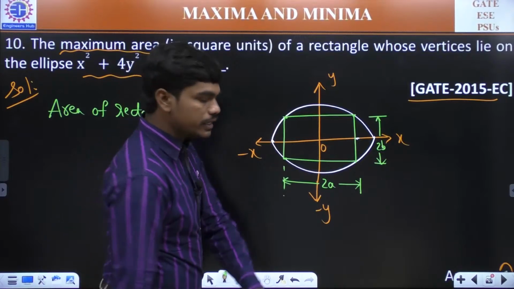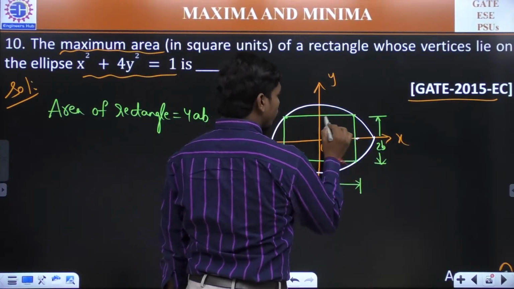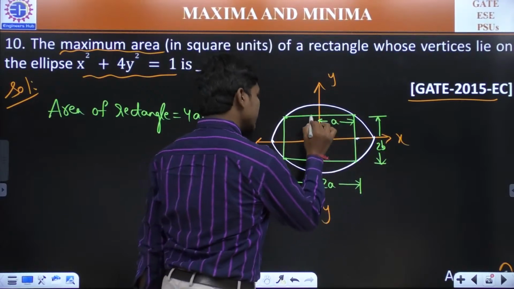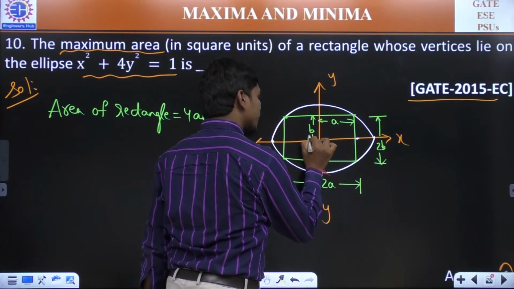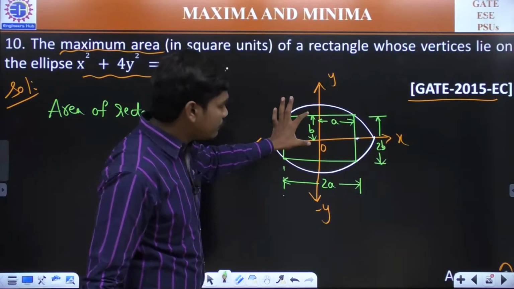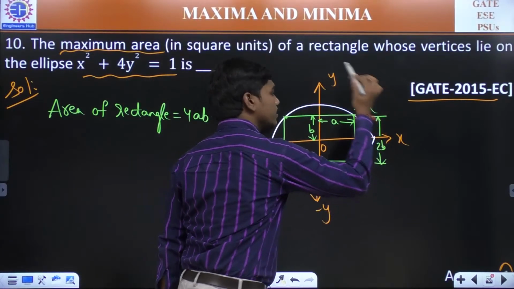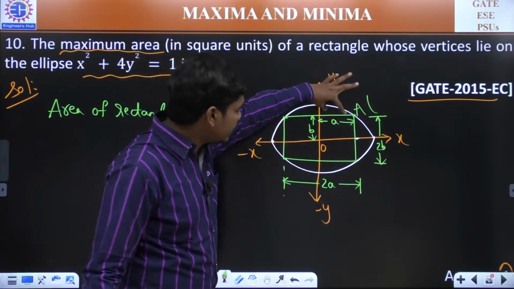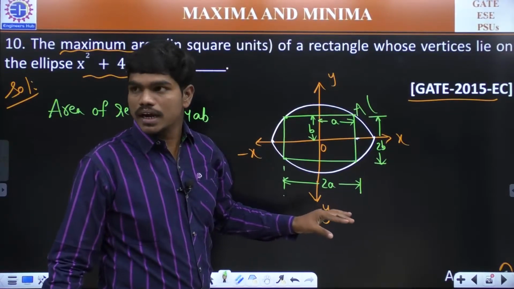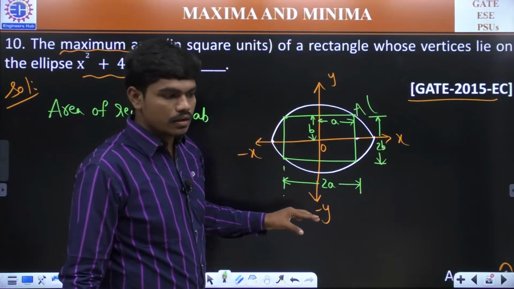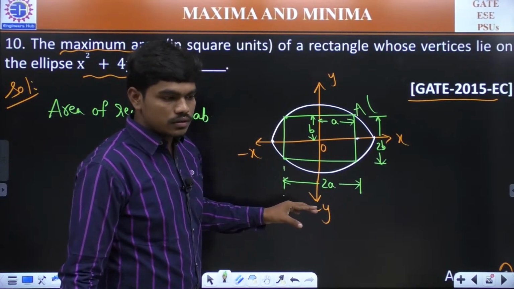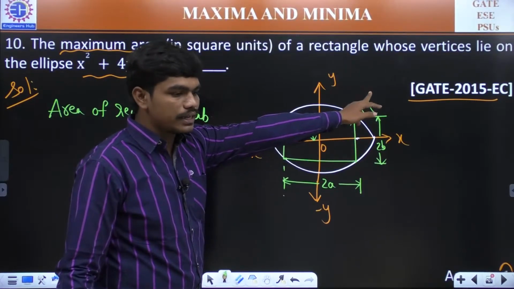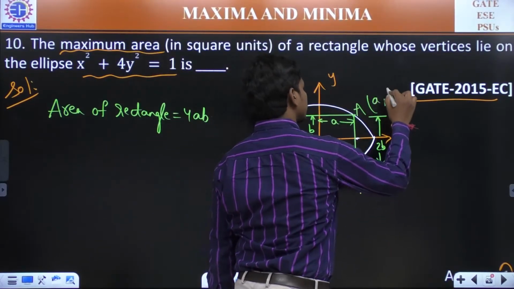Now, tell me one thing very clearly. If this length is 2a, what could be this length? Will it be a? Yes or no? Similarly, will this breadth be b? If this is a and this is b, what are the coordinates of this point capital A? All of you, please respond. Can you tell me the coordinates of point capital A, (a, b)?